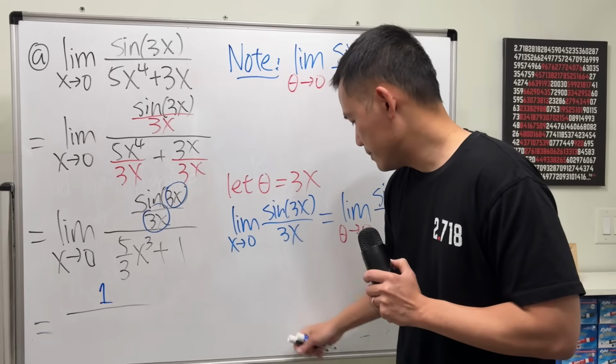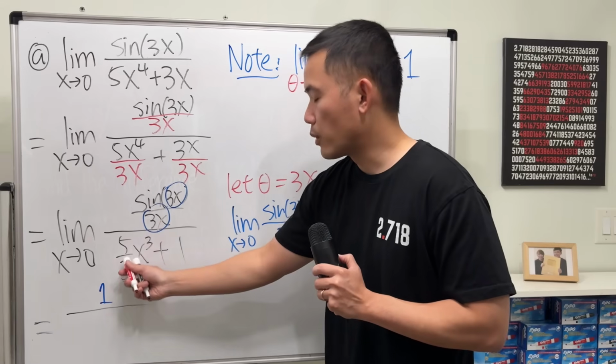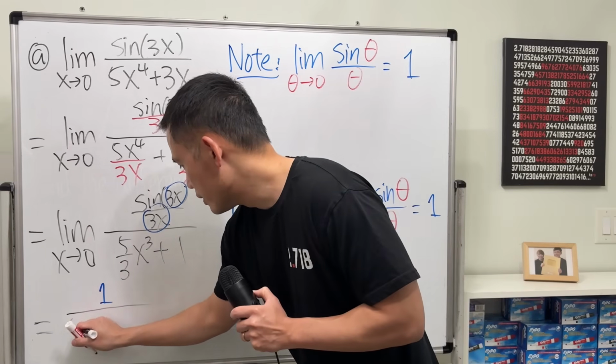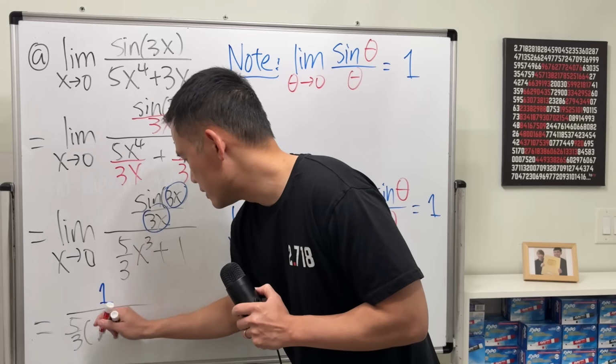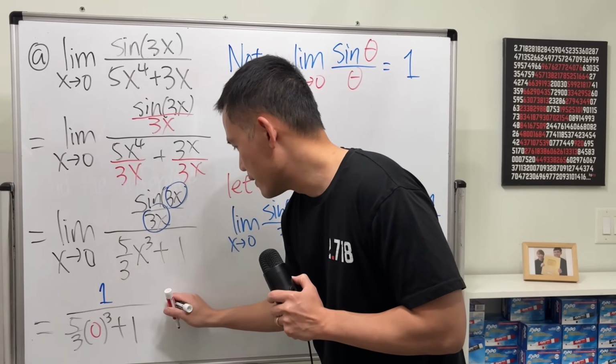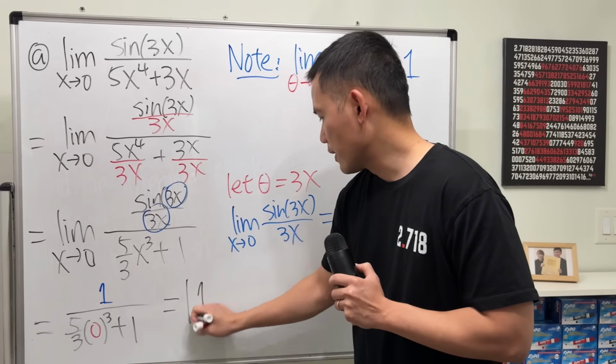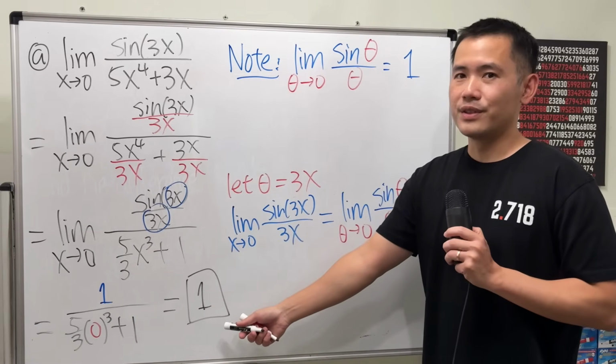And on the bottom, plugging 0 into here, 0 to the third power times 5 over 3 times 0. You can see that it's just 0 right here. And then plus this 1. So all in all, 1 over 1 is just 1 for the final answer. So that's the first one.